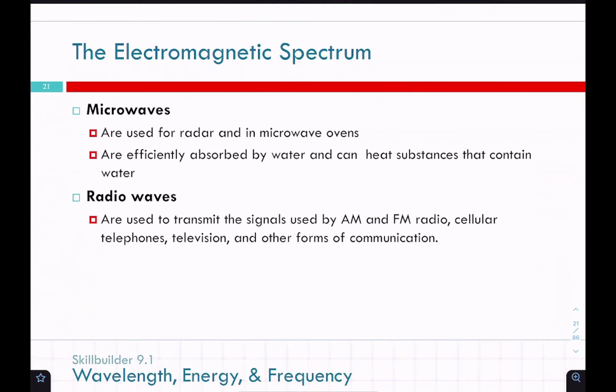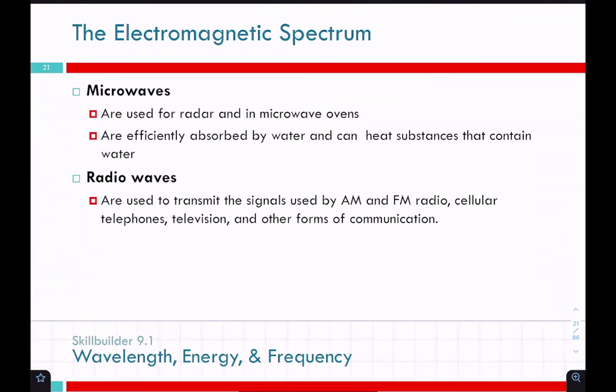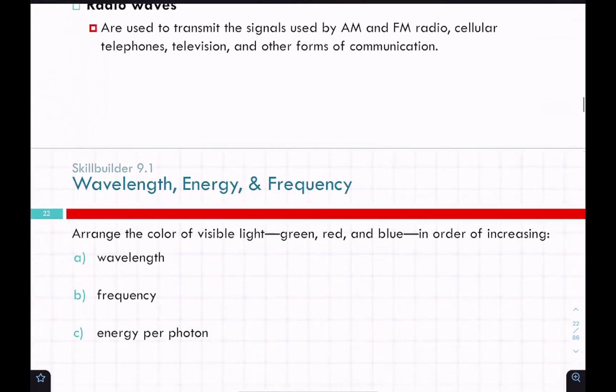And then microwaves. We talked about microwaves being used at one point to thaw hamsters. The reason they were able to thaw hamsters is because the energy is efficiently absorbed by water. So every time the microwave runs into a water molecule, that water molecule absorbs the energy, causing it to warm up. And then radio waves we use to transmit AM and FM radio signals. Also, you can tell the slide's a little old, cellular telephones. Cell phones, television, other forms of communication, Wi-Fi, all fall into that range.